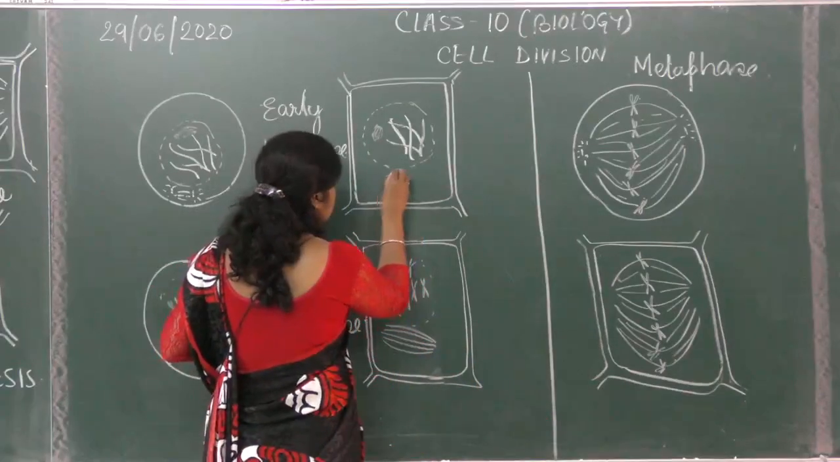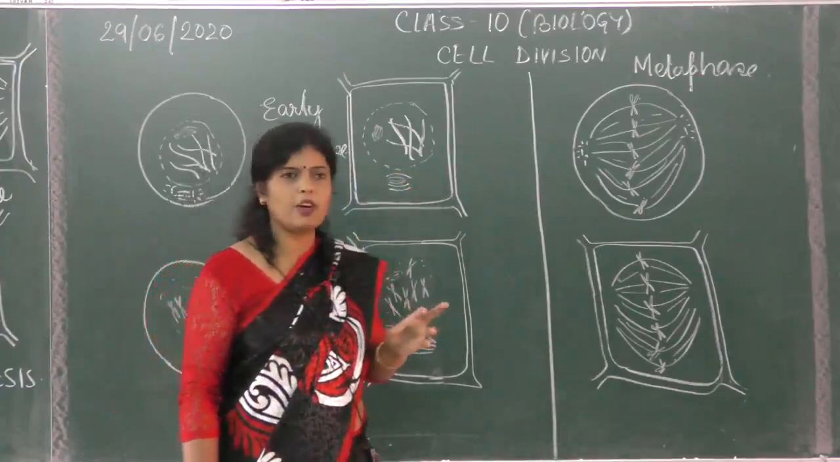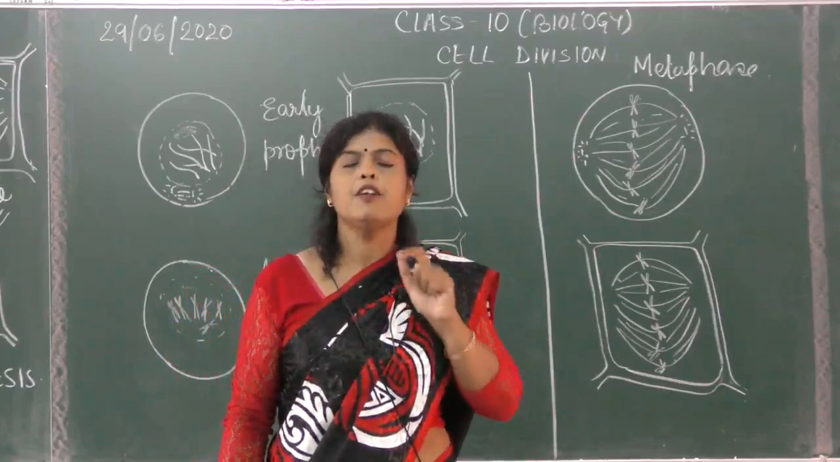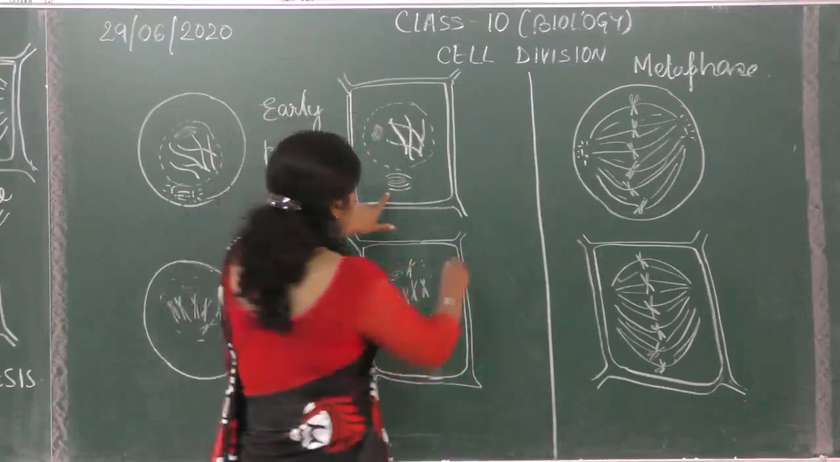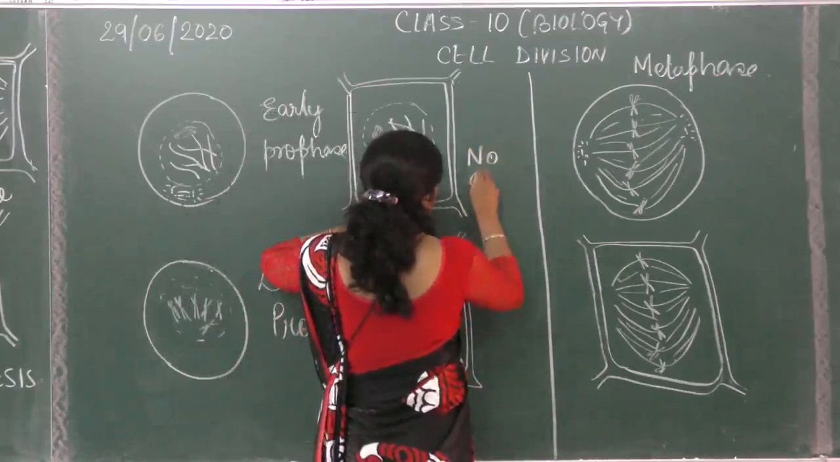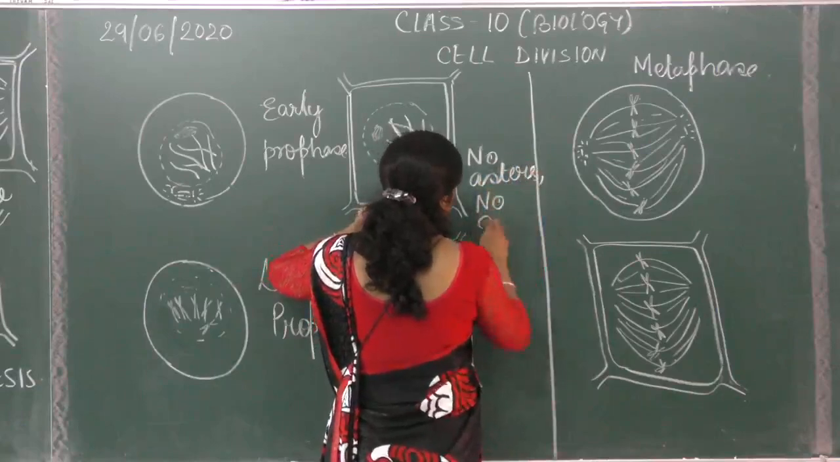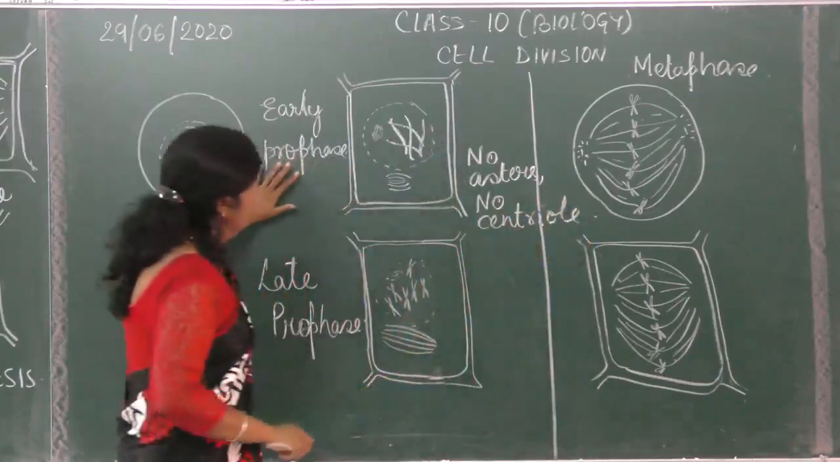And these spindles occur by the cytoplasm itself. Cytoplasmic activities lead to the formation of the spindles. But one thing you are not noticing, there are no asters. Asters should not be drawn. No centriole. So I have drawn early prophase.